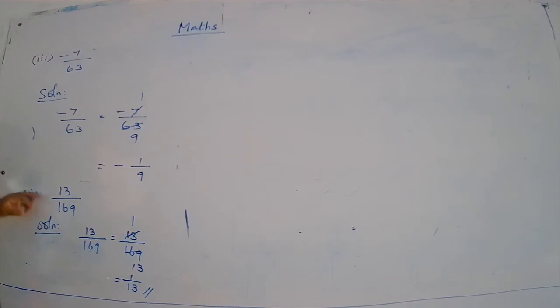Listen children, the fourth question, 13 upon 169. These are already positive rational numbers, and the denominator is also a positive integer. So the next step is to express in its lowest terms. You see that the common factor of 13 and 169 is 13. So you divide by 13. 1 13 is 13, 13 13s are 169. So your answer is 1 upon 13.